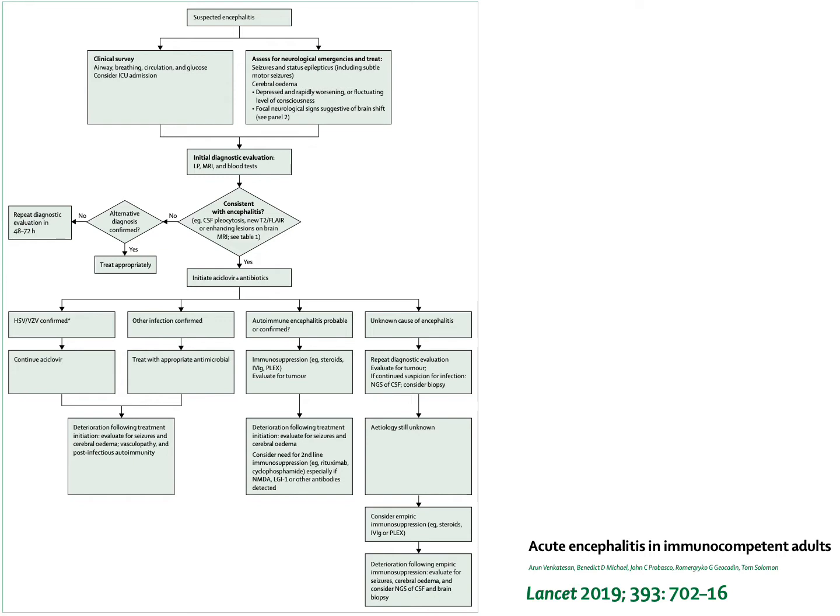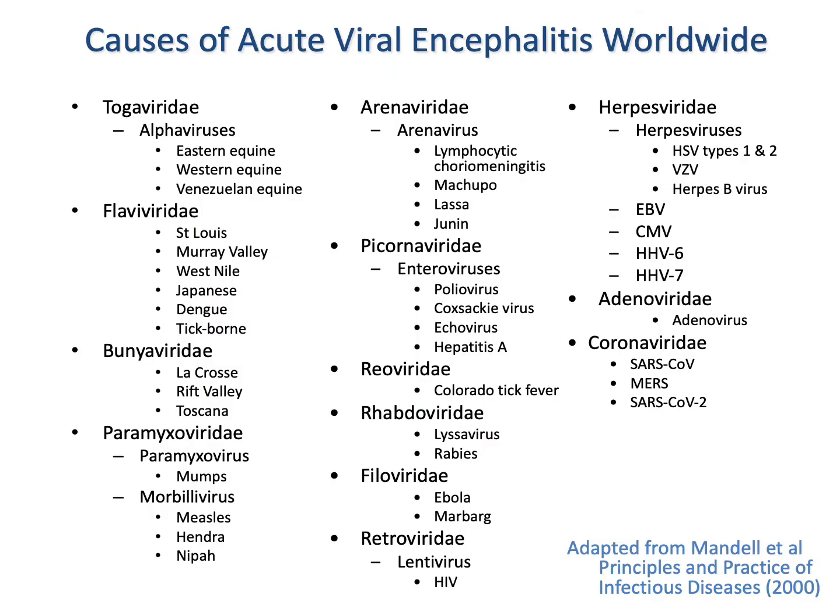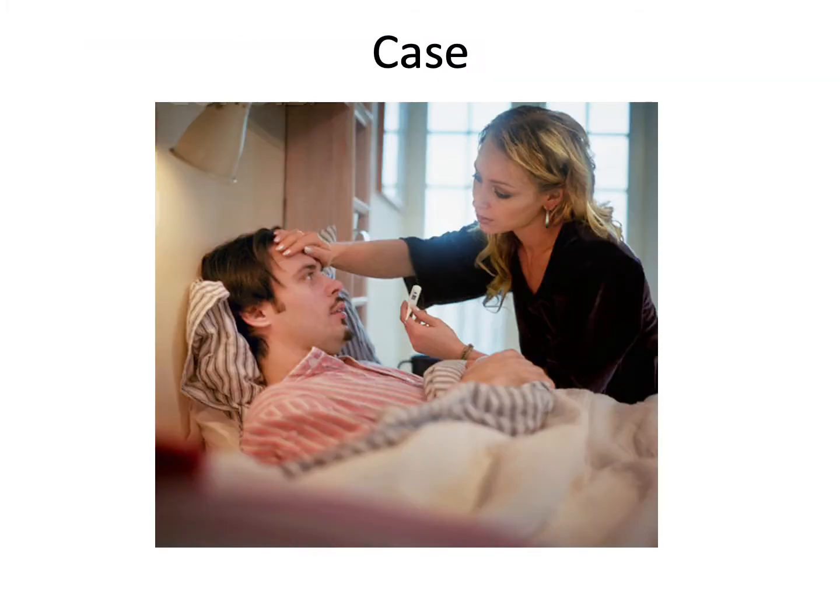And this is the diagnostic algorithm that we tend to focus on, which can make the diagnosis and management of encephalitis seem relatively straightforward and relatively linear. But of course, that's not the case when we think about all the different causes of viral encephalitis worldwide, which include Togaviridae, Flaviviridae, Bunyaviridae, Arenaviridae, Picornaviridae, and all these other different types of families of virus.